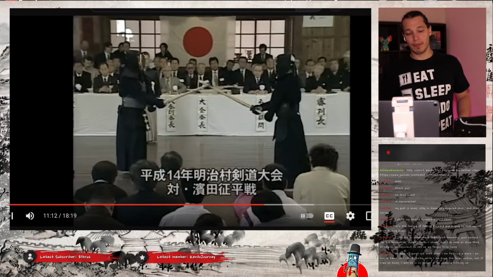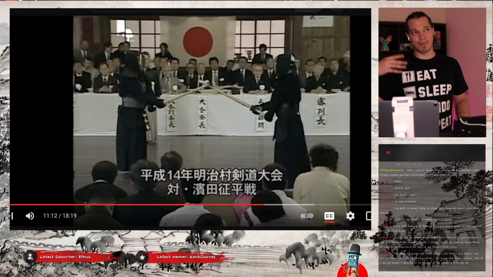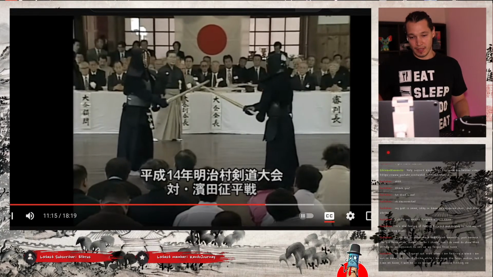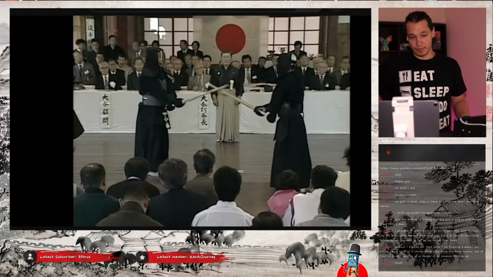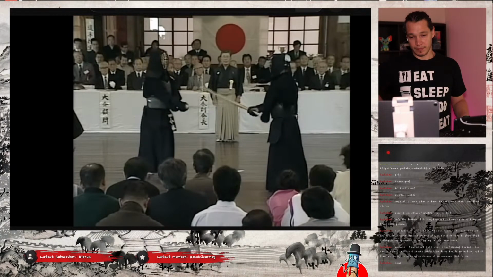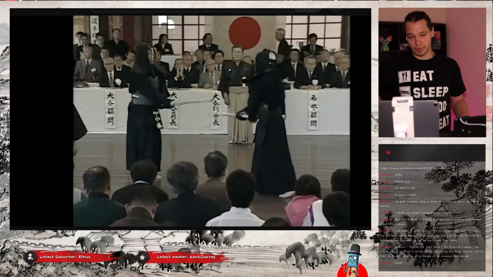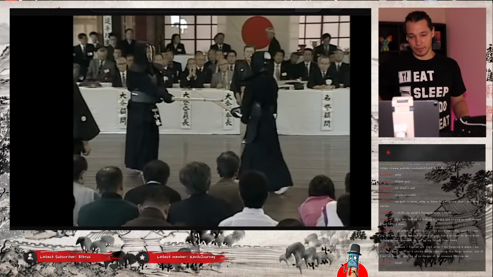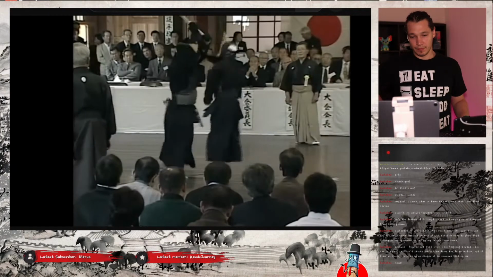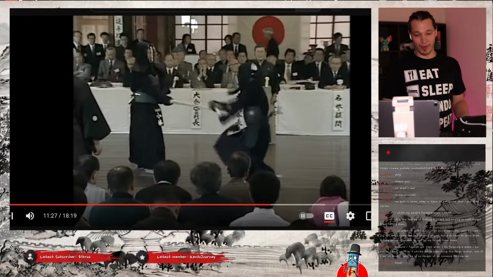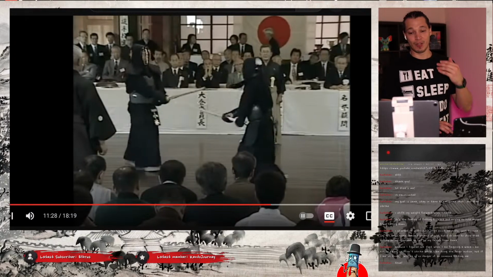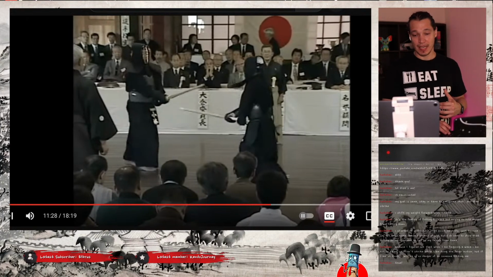So he shows a little bit of his seme, his understanding of seme, and how he uses it in shiai, which I think is amazing. He's on the left, by the way. Great ippon, great ippon.